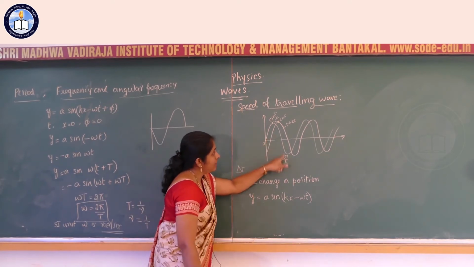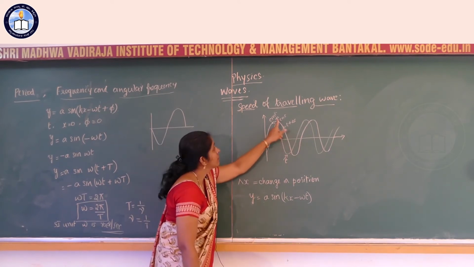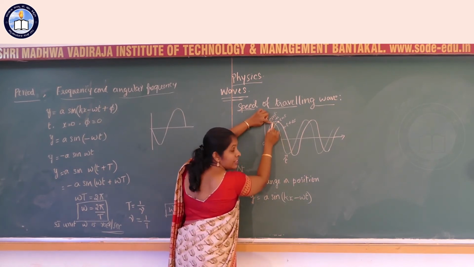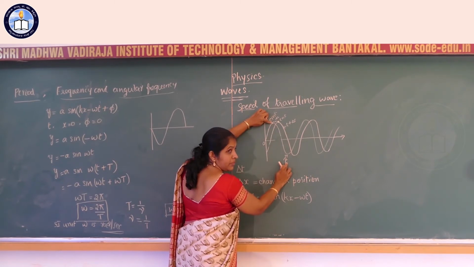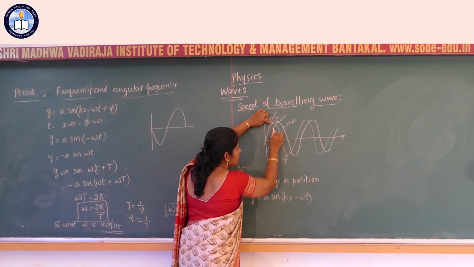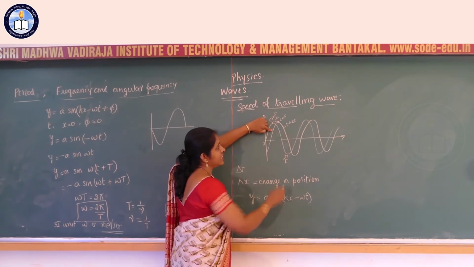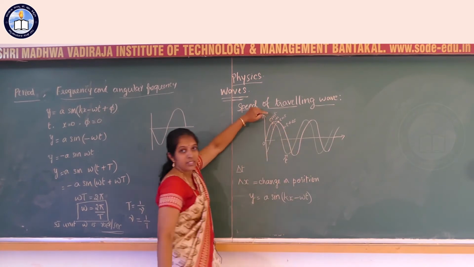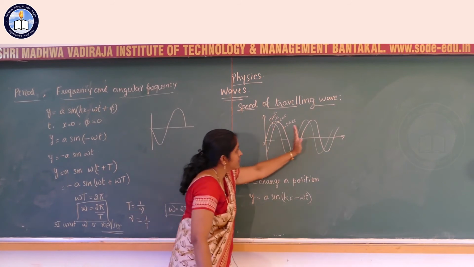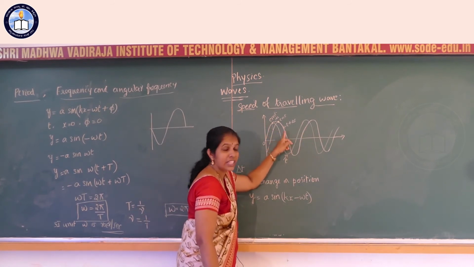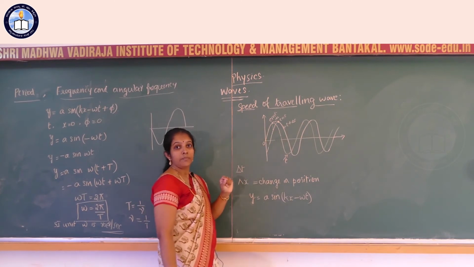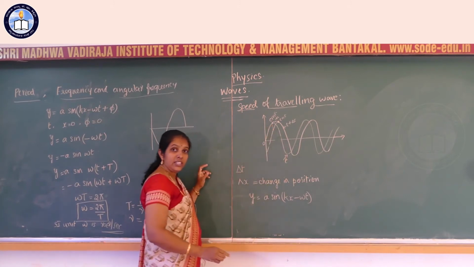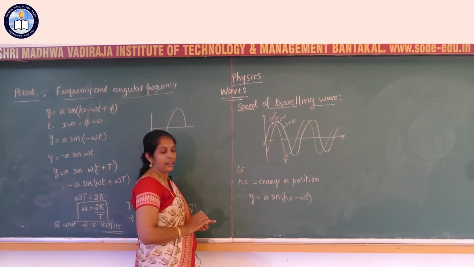At time t and at time t plus delta t, the particle which was at this point when time t is equal to t changes its position. Say it reaches this point at time t plus delta t. At every point, the position of each particle changes by a small displacement. Say the position of the particle changes without changing the phase angle.